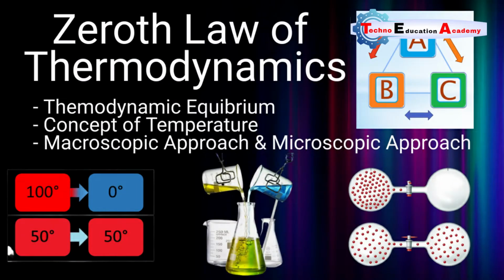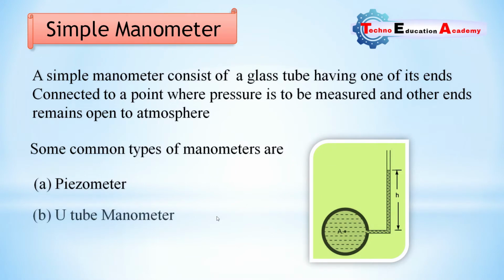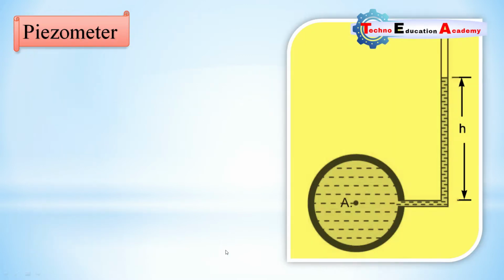Here you can see that one end of the glass tube is open to the atmosphere and the other end is connected to the pipe where pressure is to be measured. Some common types of manometers are the piezometer and the U-tube manometer. In this video lecture, we will discuss the piezometer, the U-tube manometer and the single column manometer.